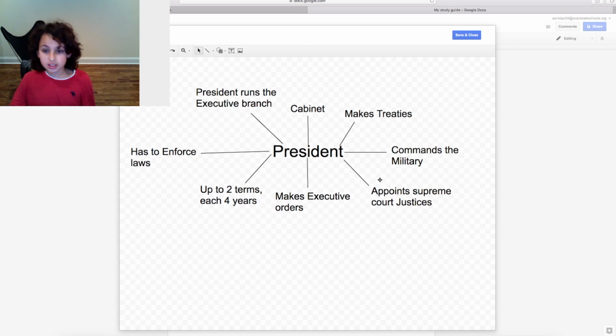The president appoints Supreme Court justices. The president makes executive orders. The president has up to 2 terms, each 4 years. The president has to enforce laws, and the president runs the executive branch, which I probably said.